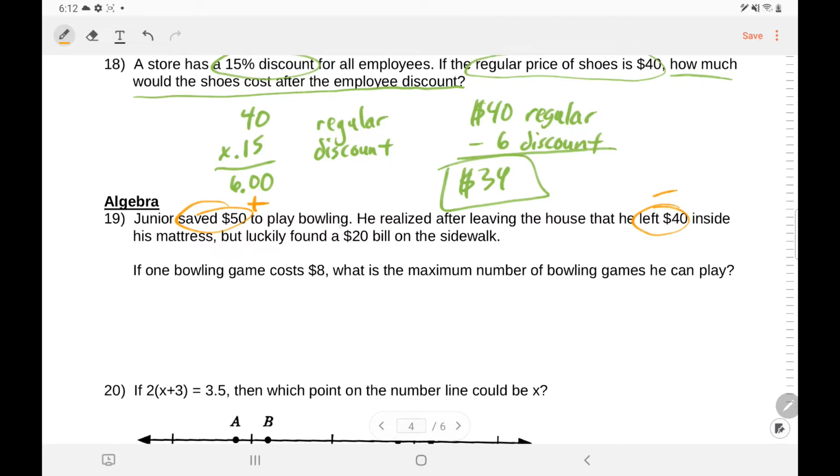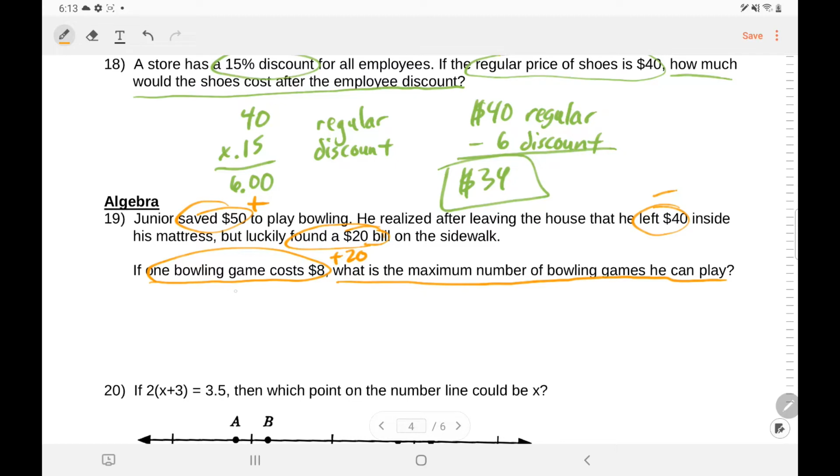But luckily found a $20 bill. Found a $20 bill. Okay, well, that means you're getting more money on the sidewalk. If one bowling game costs $8, what is the maximum number of bowling games he can play? So let's look at the situation.